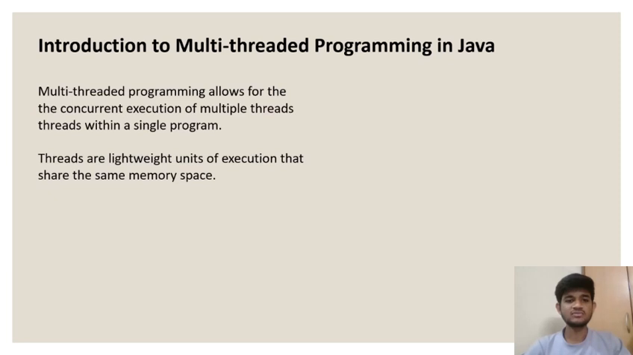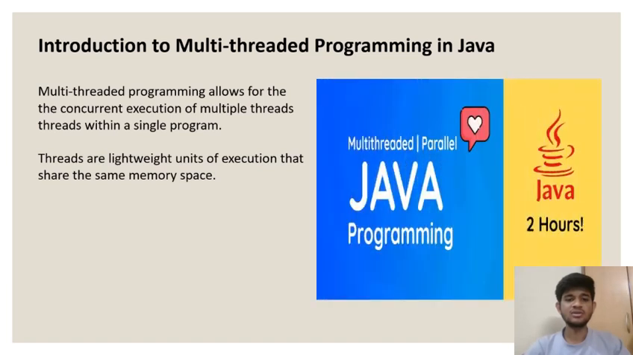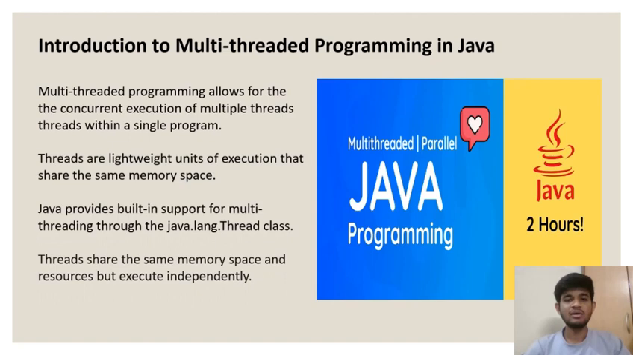Multi-threaded programming allows for the concurrent execution of multiple threads within a single program. Threads are lightweight units of execution that share the same memory space. Java provides built-in support for multi-threaded programming through the java.lang.Thread class. Threads share the same memory space and resources but execute independently.